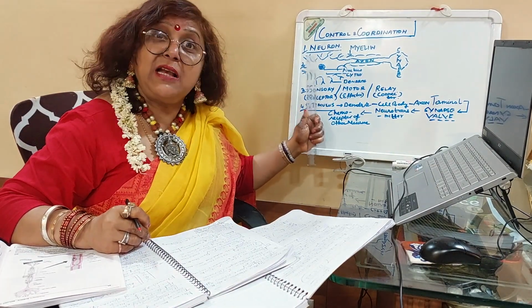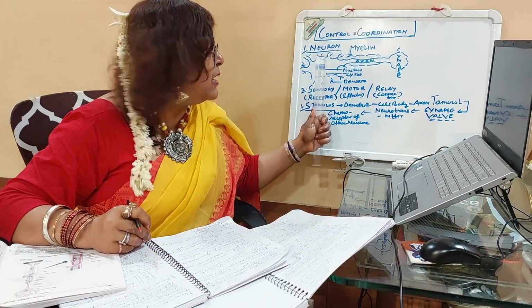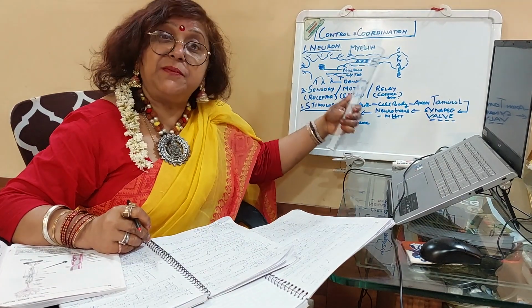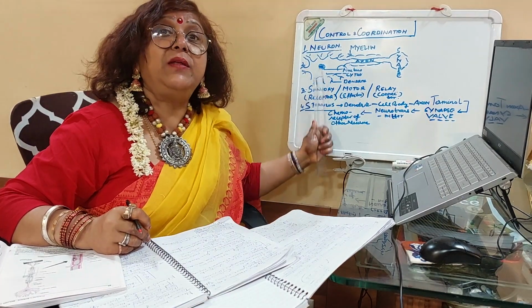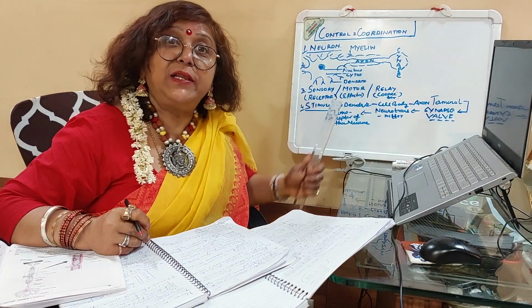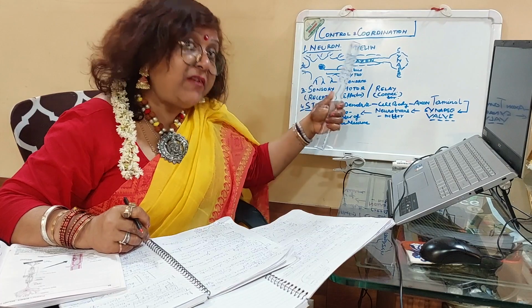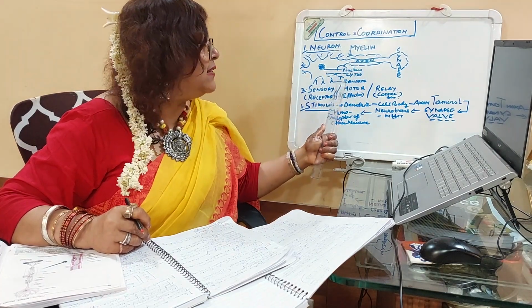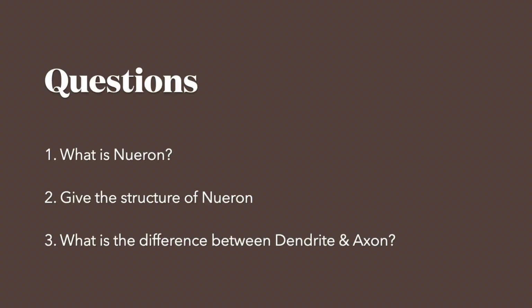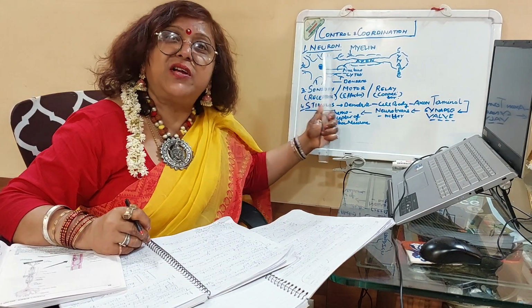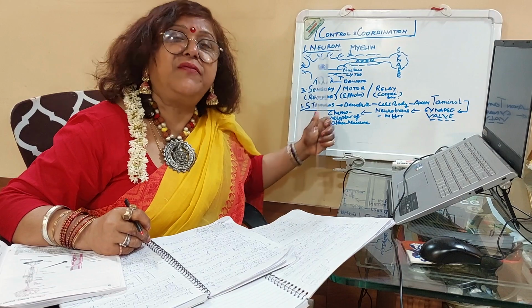And then the nervous impulse which is carried to the cyton has to be transmitted further, which goes to the tubular structure called the axon. This axon takes the impulses away from the cell body. Dendrites take the impulses towards the cell body. So the question for you will be, what is the neuron? Give the structure of the neuron and write the difference between dendrite and axon, which you should know. The structure of dendrite, the structure of axon, the function of dendrite, the function of axon.